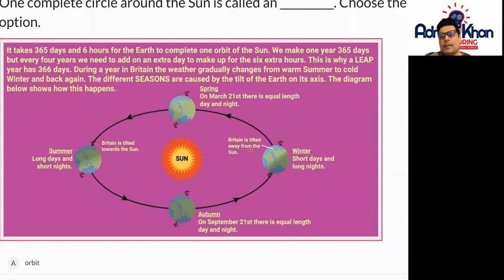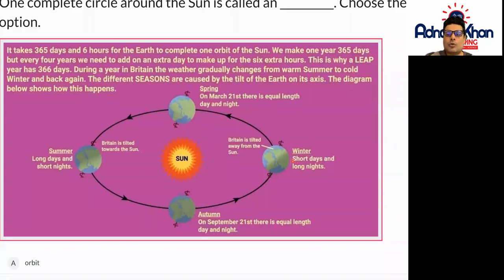In the winter months, Britain is tilted away from the sun. So we're right up here, in the north side of the Earth. As we're tilted away from the sun, in Britain, in the UK, we have shorter days and longer nights, and we have winter when it's really cold.